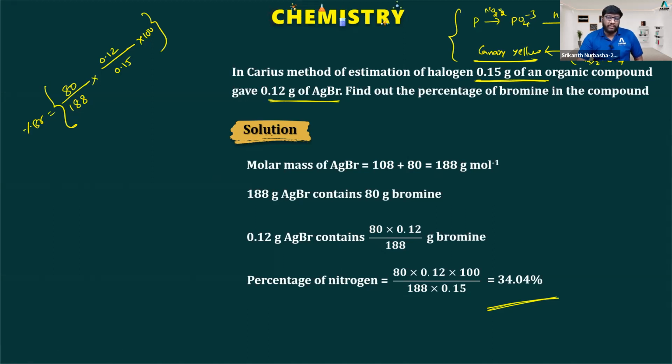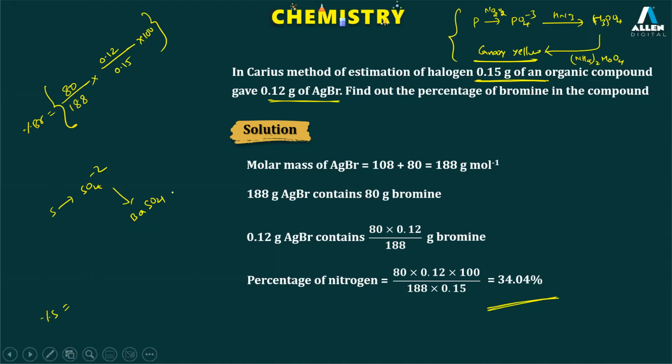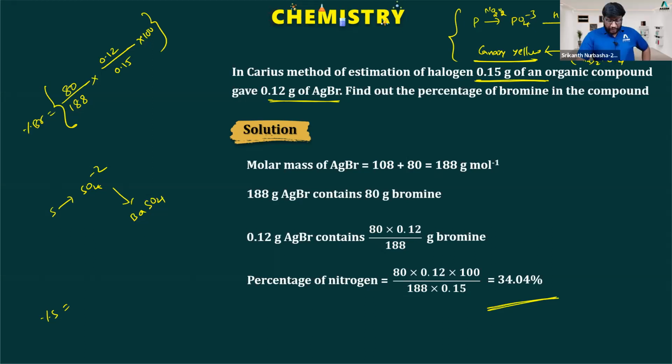Again, the formula is going to be the same. Based on the barium sulfate formed, we will calculate the percentage of sulfur. How do you get it? Sulfur is converted to sulfate, and sulfate is treated with barium chloride to form barium sulfate. So percentage of sulfur is equal to atomic weight of sulfur, 32, divided by molecular weight of BaSO4. For halogens we took the molecular weight of silver halide, but here sulfur has been converted to barium sulfate, so we have to take the molecular weight of barium sulfate.